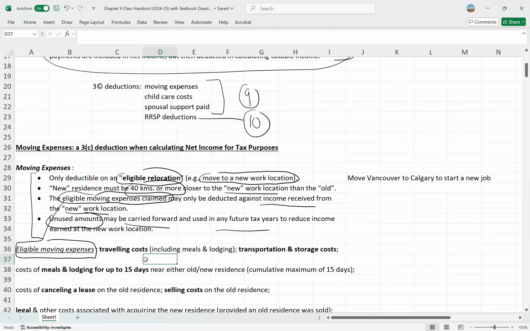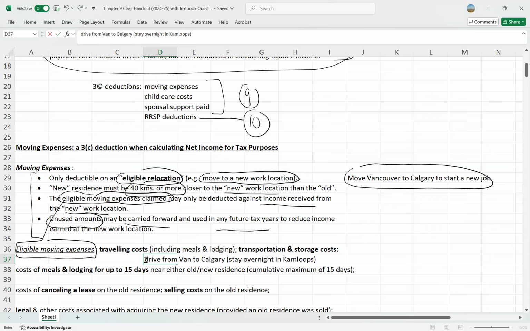Traveling costs. Let's use this example. Let's say we have a new job in Calgary, and so we're going to move from Vancouver to Calgary. Let's say you're going to drive from Vancouver to Calgary, and you're going to stay overnight halfway, maybe in Kamloops or Salmon Arm. The traveling costs, basically the gas expense, also the meals and lodging. If you're going to be eating during this commute, and also the lodging overnight in Kamloops, those would qualify as eligible moving expenses.